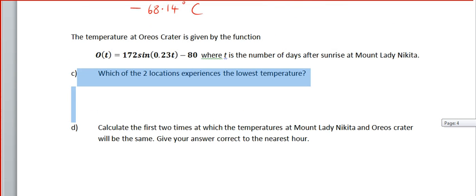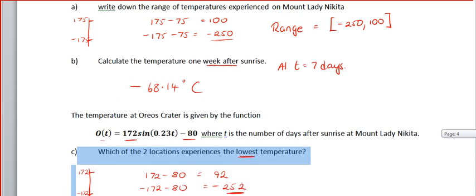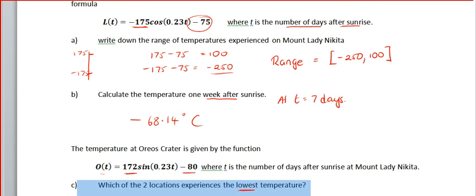Then the question moves on to another function for Oreo's crater, and it's asking us which of the two locations experiences the lowest temperature. So we need to find the minimum of this function O of t as well. So like we did before, we know through the amplitude that we're going to go from 172 down to negative 172, and then we need to subtract 80 from that. So we have 172 minus 80 is 92, and negative 172 minus 80 is negative 252. And so this is 2 degrees colder than what we worked out up here for Mount Lady Nikita.